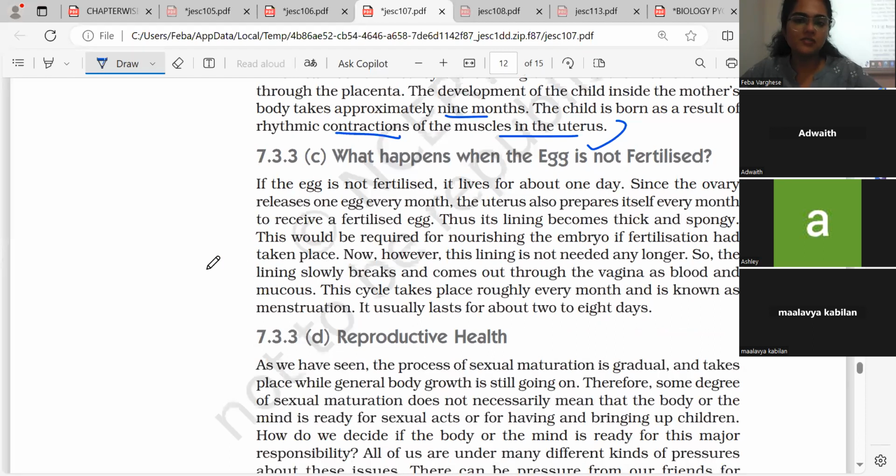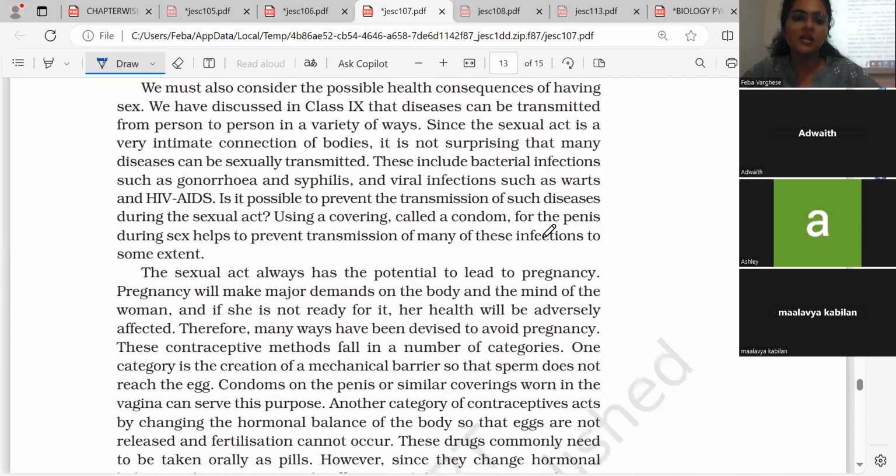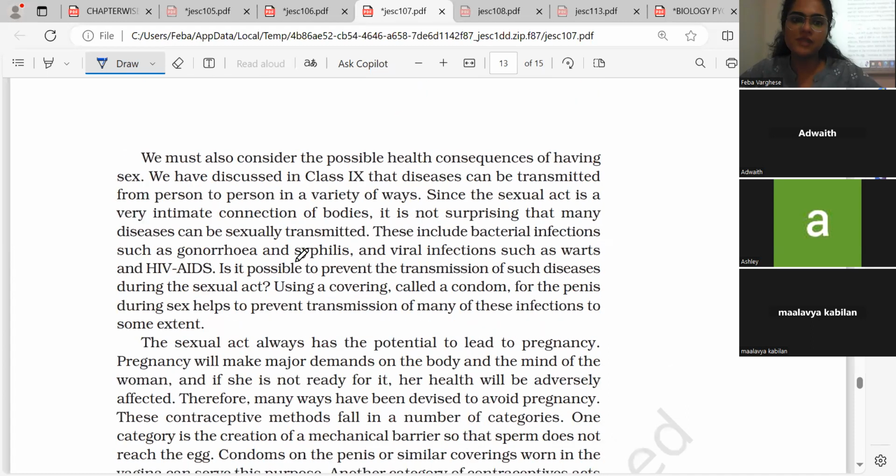Now, when the egg is not fertilized, we already said about the menstrual flow that is going to happen. Now, about reproductive health, the population is increasing, so we have to control the population, for which various contraceptive methods can be used. Usage of contraceptive methods is also helpful in preventing sexually transmitted diseases.